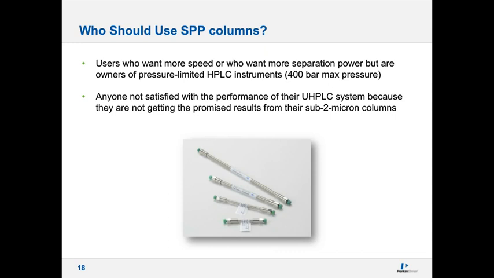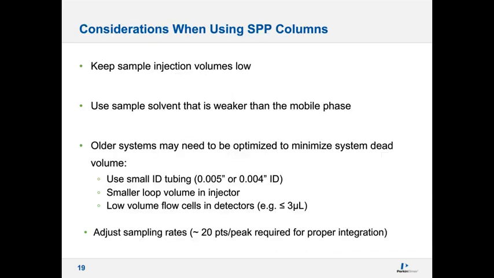So there are a few things to consider when using SPP columns. The first is that they have less surface area compared with fully porous particle columns of the same particle size, so the injection volume should be reduced to avoid overloading the column. This will, however, depend on your samples and concentration, as well as your original injection volume.